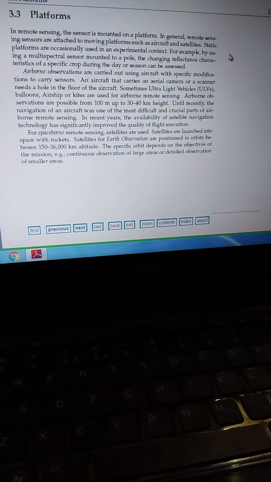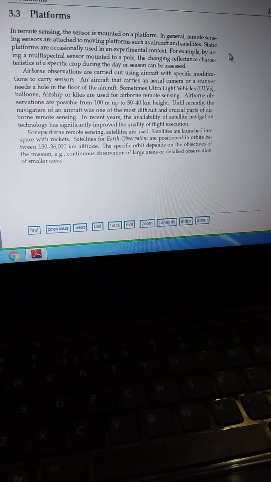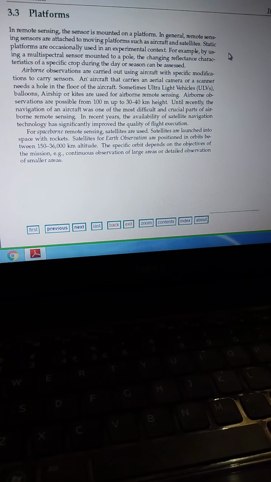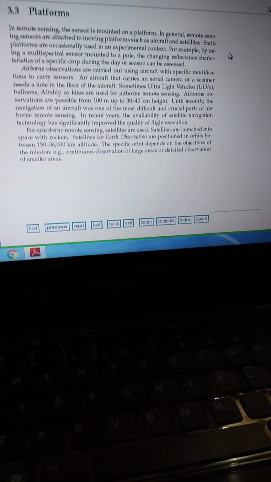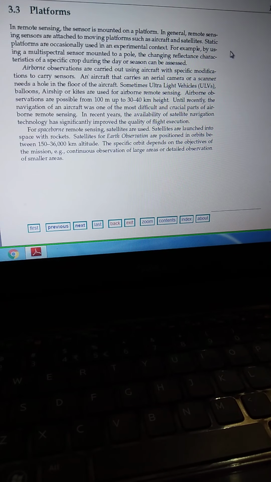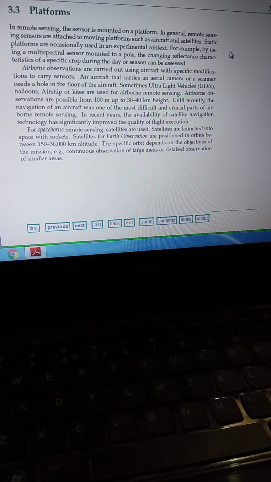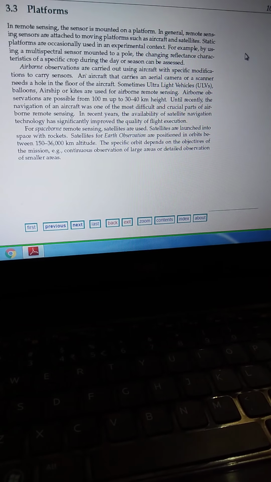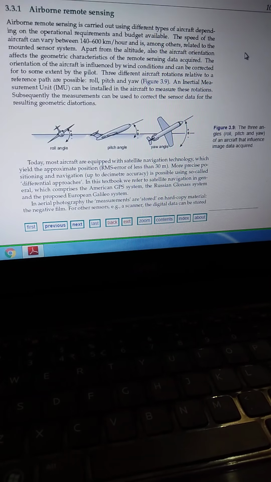Next, we will discuss different platforms in remote sensing. In remote sensing, the sensor is mounted on a platform. Obviously, if you want to use the sensor, you have to mount the sensor. In general, remote sensors are attached to moving platforms such as aircraft and satellites. These are the two popular mounting mechanisms in remote sensing.